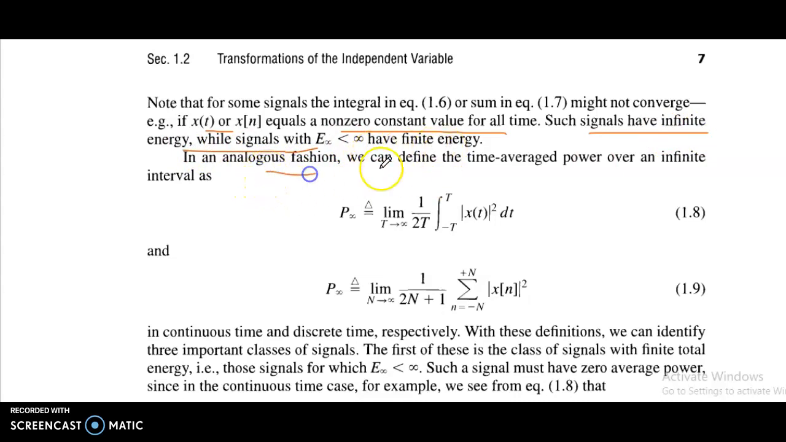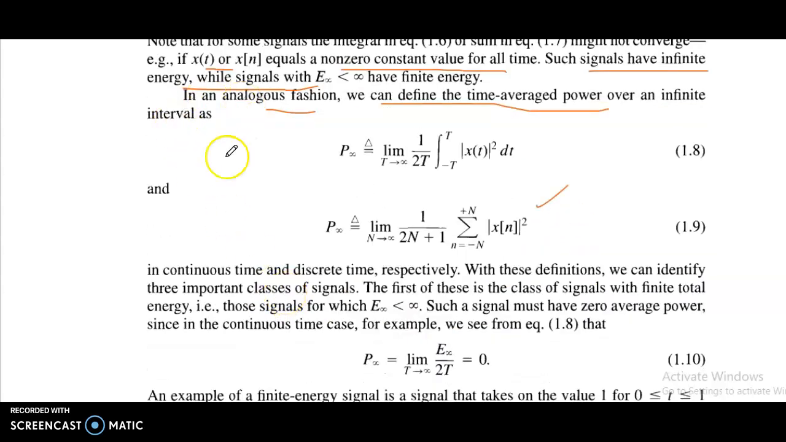In an analogous fashion, we can define the time-averaged power over an infinite interval as P infinity, equivalent to the limit as T tends to infinity of 1 by 2T times the integral from minus T to plus T of the magnitude of x of t squared dt, and P infinity, equivalent to the limit as N tends to infinity of 1 by 2N plus 1 times the summation over n from minus N to plus N of the magnitude of x of n squared, in continuous time and discrete time respectively.